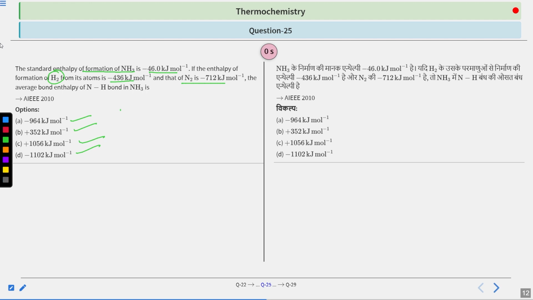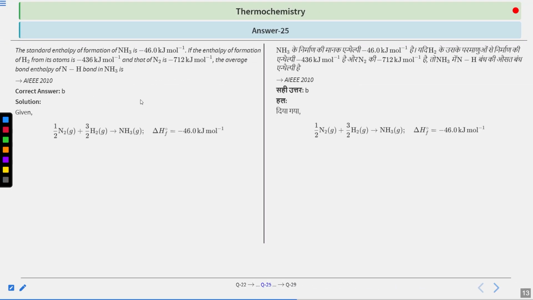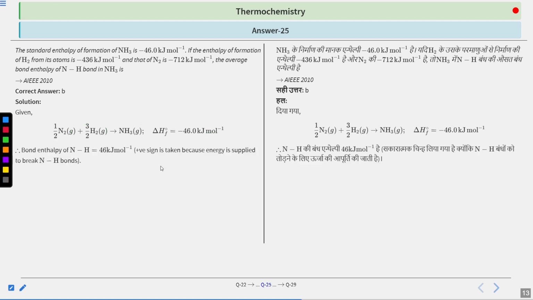So your time is up. Let us see the answer. I have already explained the question. For those who have solved, the correct answer is B. They have first written the standard enthalpy of formation of NH3 with the help of N2 and H2, so this is given. Now the bond enthalpy of N-H is 46 kilojoule per mole. The positive sign is taken because we are supplying that energy, right? We are supplying that energy.